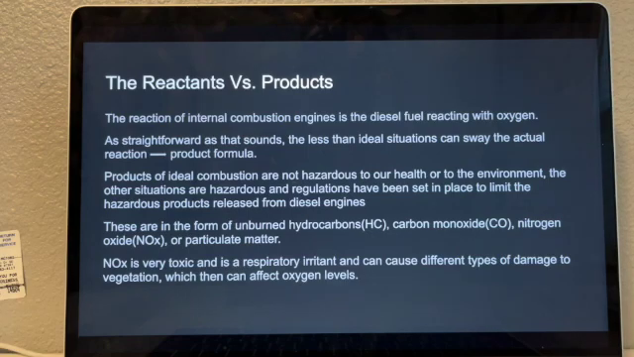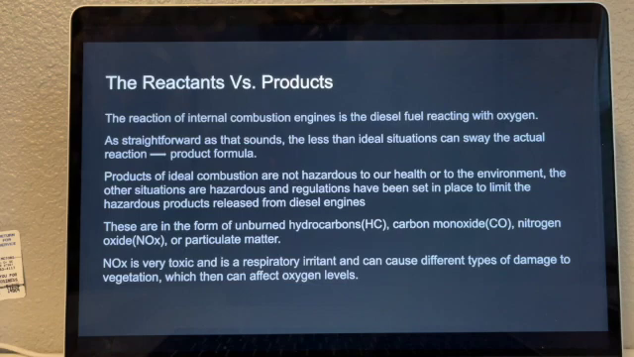The reactants versus products: the reaction in internal combustion engines is the diesel fuel reacting with oxygen, which is combustion. As straightforward as that sounds, the less than ideal situations can sway the actual reaction to product formula. So there's not always a set chemical formula for both. Products of ideal combustion aren't hazardous to our health or the environment. CO2 has greenhouse gas effects, but that's common.